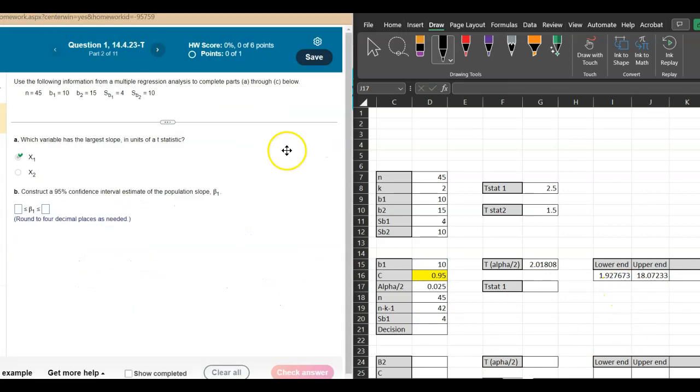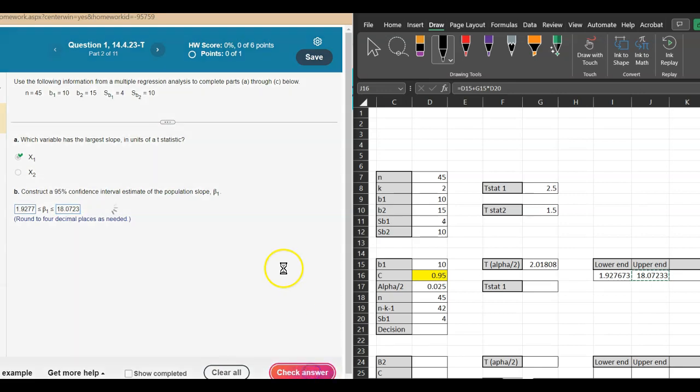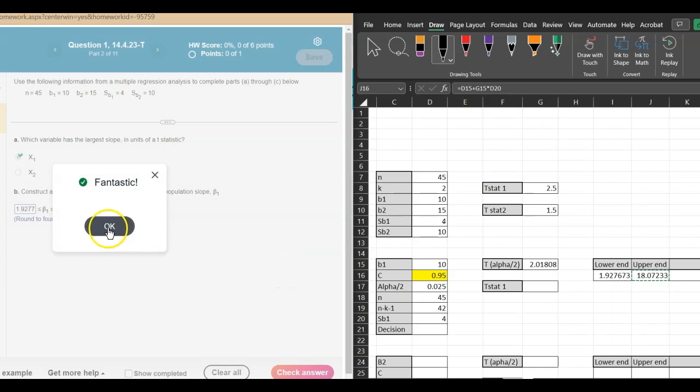Let's plug it in and check it. So copy and paste. You want to round it to 4 decimal places. So this you're going to make 7 6 into 7, and the same thing here. Round it to 4 decimal places and check. Great.